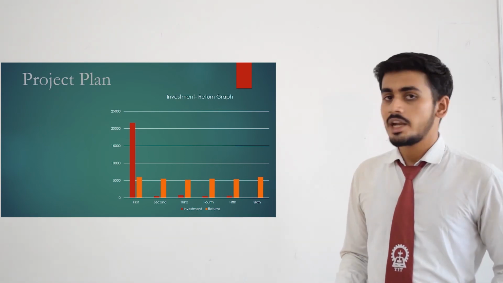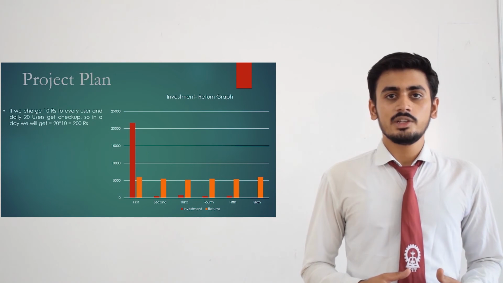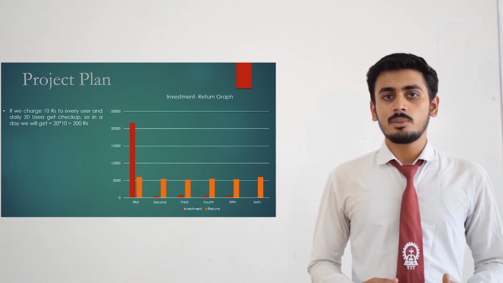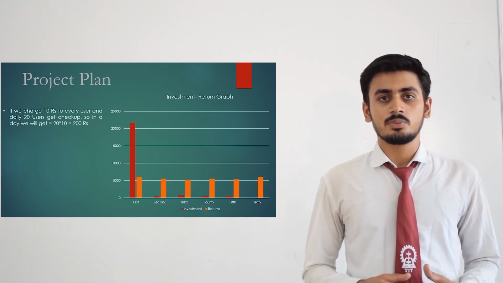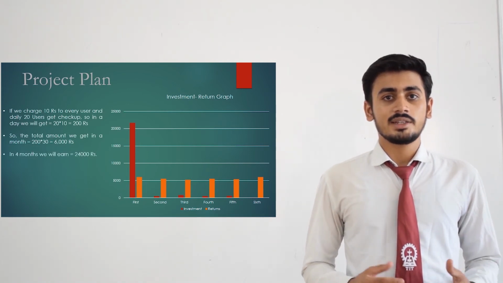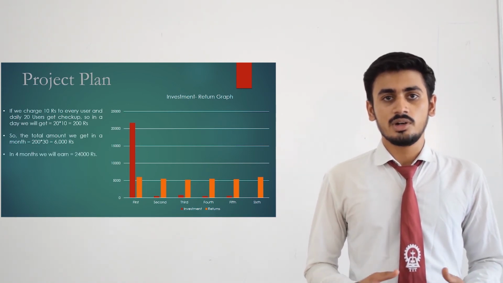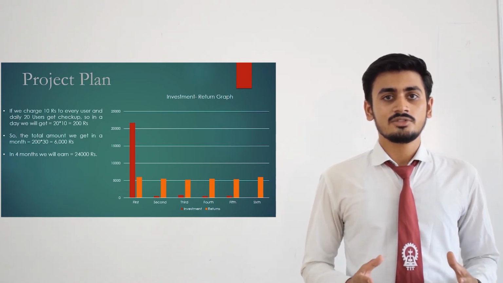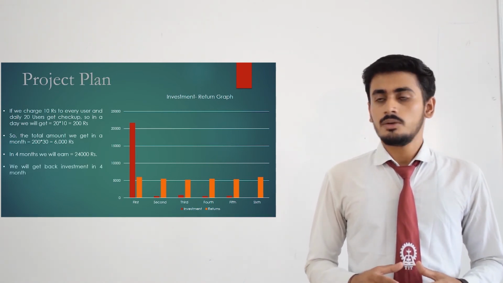If we charge 10 to 20 rupees to every user and daily 20 users get checkup, so in a day we will get 200 rupees. So the total amount we get in a month is 6,000 rupees. In 4 months we will earn 24,000 and get back investment in 4 months. So the average profit that we will earn in a year is 44,000.